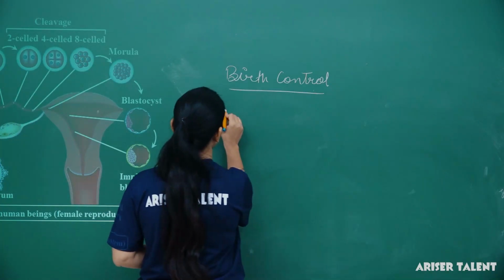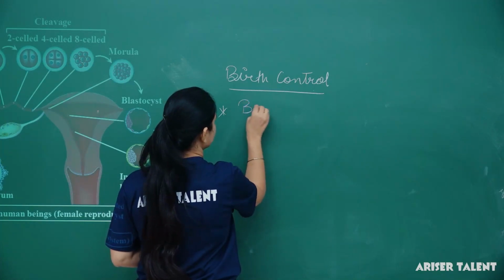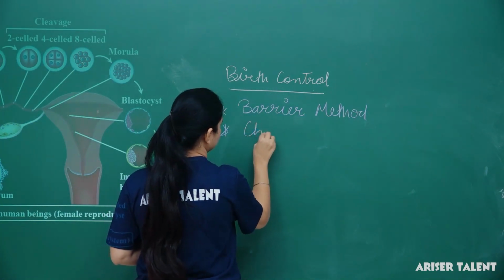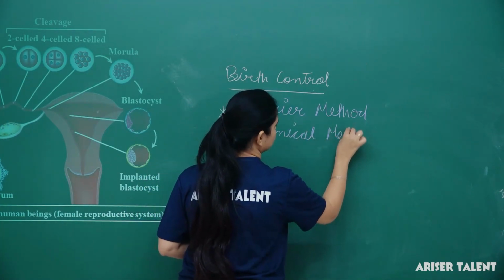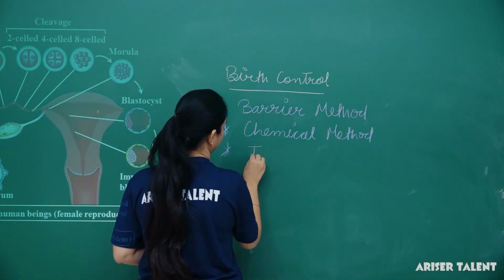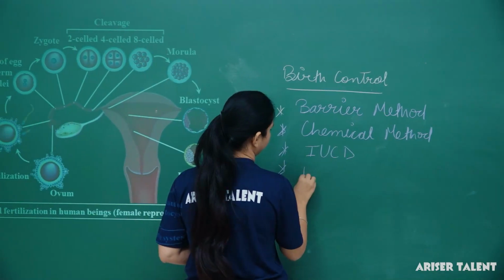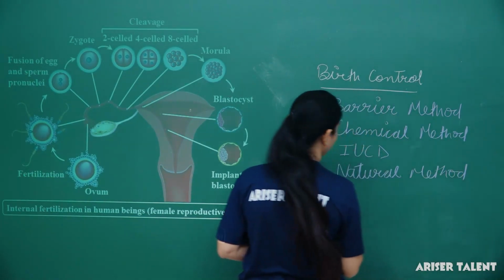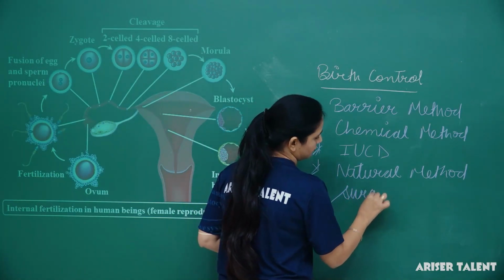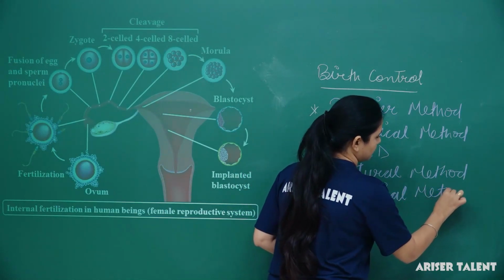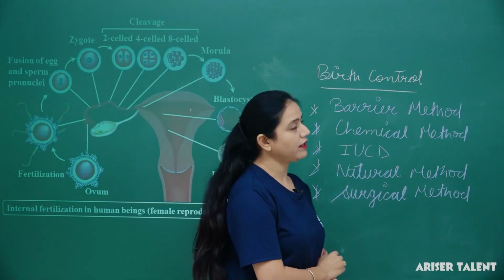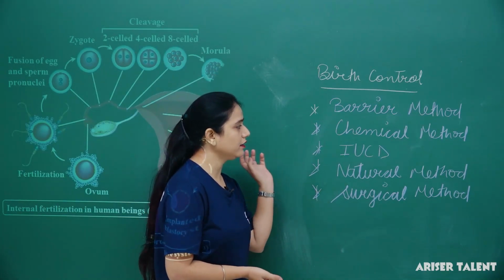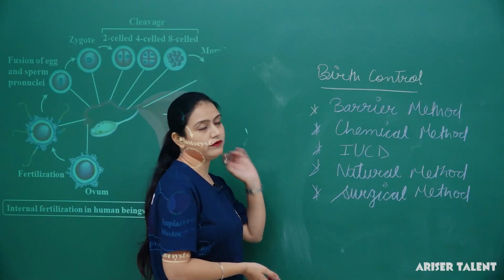What are they? It can be done by barrier methods, by chemical method, by IUCD method, by natural method, and by surgical method. Okay, so population can be controlled by the following methods, means we can control the birth rate by following these methods. First of all is barrier method, chemical method, IUCD method, natural method and surgical method. So first of all we will talk about barrier method.